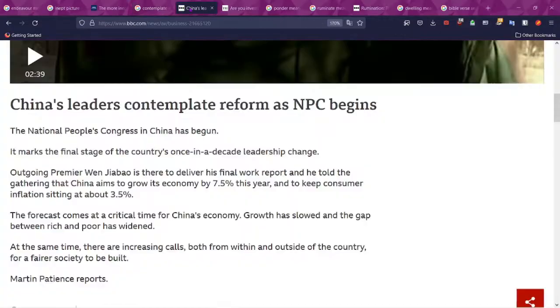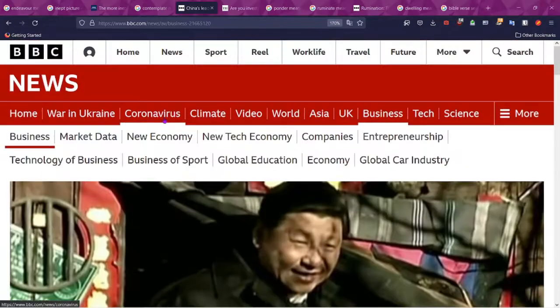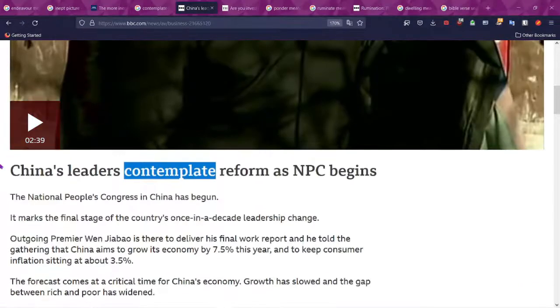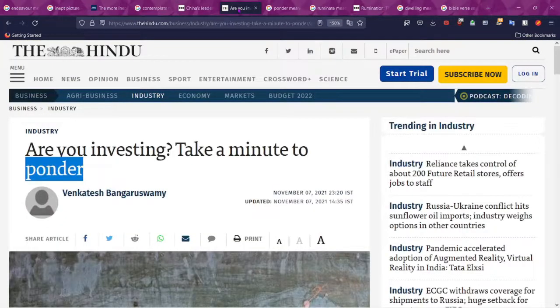So let's read a newspaper. This was about contemplate. China's leader contemplates reform as NPC begins. NPC means National People's Congress in China. Now, these are the words we studied, muse and ponder, which have the same meaning as contemplate, that means thinking for a long time. Are you investing? Take a minute to ponder. Take a minute to muse. Ponder is a good vocabulary word.